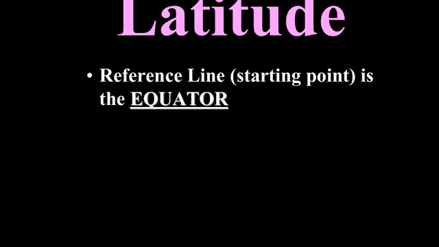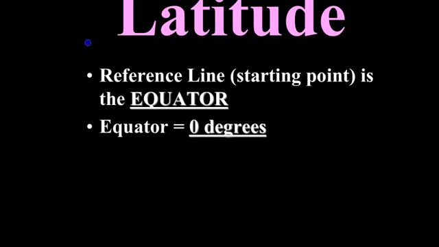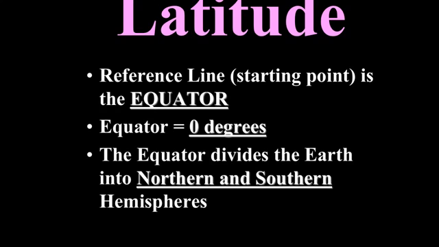So let's take some notes. Latitude is the line of reference for the latitude, or the starting point, is the equator, and the equator's degree is 0 degrees. So anything above the equator is considered north, and anything below the equator is considered south. So therefore, the equator divides the Earth into northern and southern hemispheres.